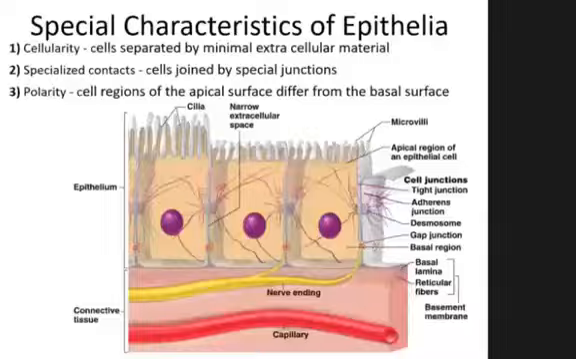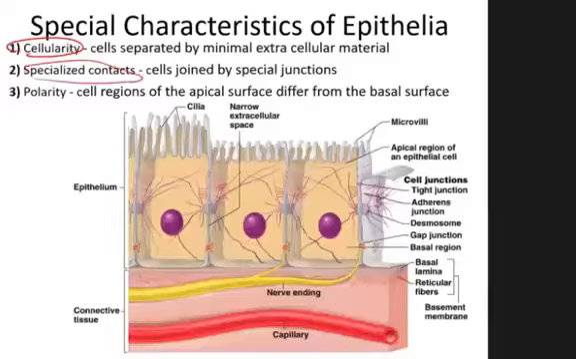Now, what are the special characteristics of an epithelium? These differentiate it from other tissues. It has cellularity. What does cellularity mean? In the tissue you are looking at, you will see cells all over the place, with nothing in between the cells, because each cell has specialized contacts. The cells are adhered to each other by what we call specialized contacts.